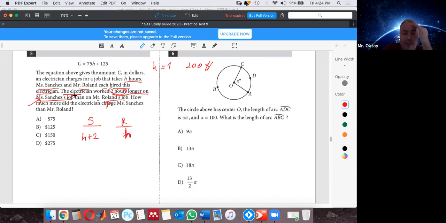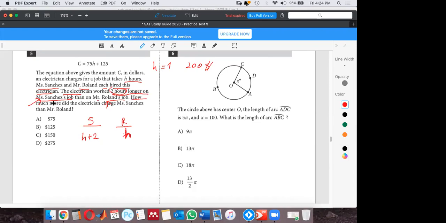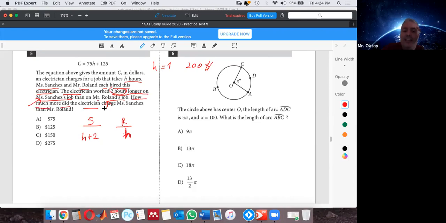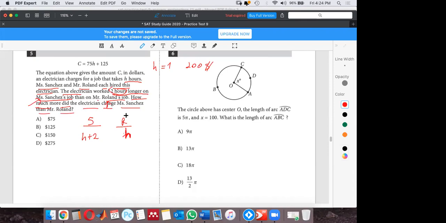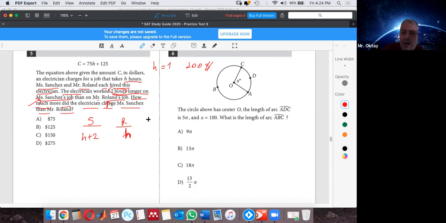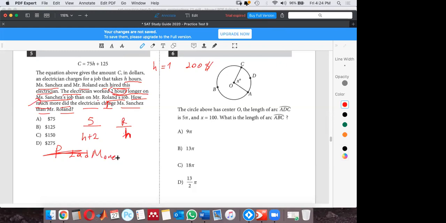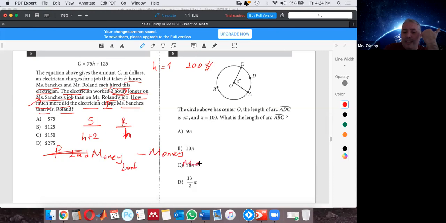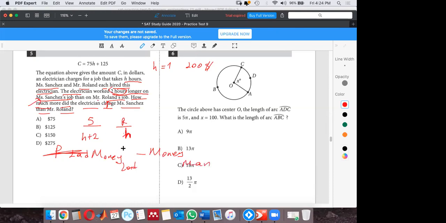Tell me yes, no. Yes. Okay, so how much more did the electrician charge Miss Sanchez than Mr. Roland? I mean, how much more money was asked of the lady when you compare with the man? So the money for the lady minus the money for the man. Okay, so how can I solve this?